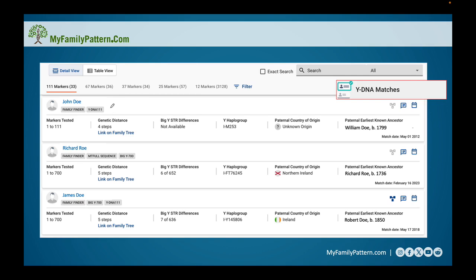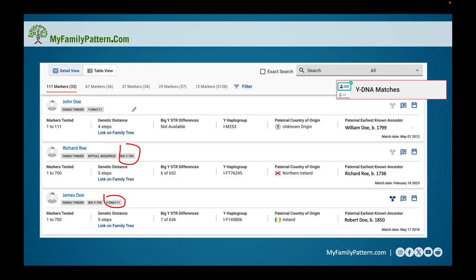Now, you can see here the very first one has taken the Family Finder test and the Y-DNA 111, but it has no Big Y tests. The ones below it have, and so there's really no value in contacting them, at least for this phase of prospecting. So we would look at John Doe here and hopefully try to encourage him.